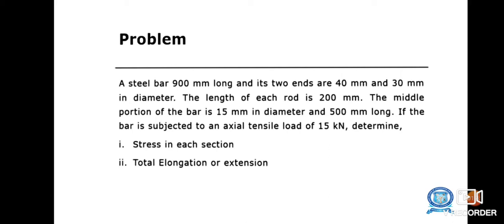You have read the problem one or two times, so you can understand the given data. Once again I will read the problem. Listen. A steel bar 900 mm long, so the length of the bar is 900 mm, and its two ends are 40 mm and 30 mm in diameter. The length of each end rod is 200 mm. The middle portion of the bar is 15 mm in diameter and 500 mm long.